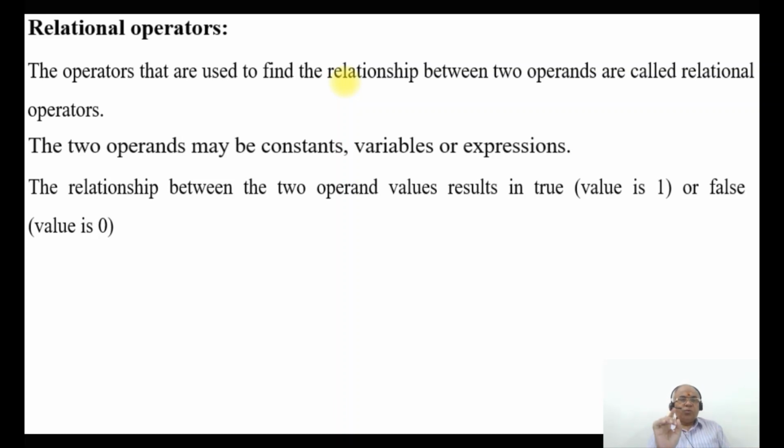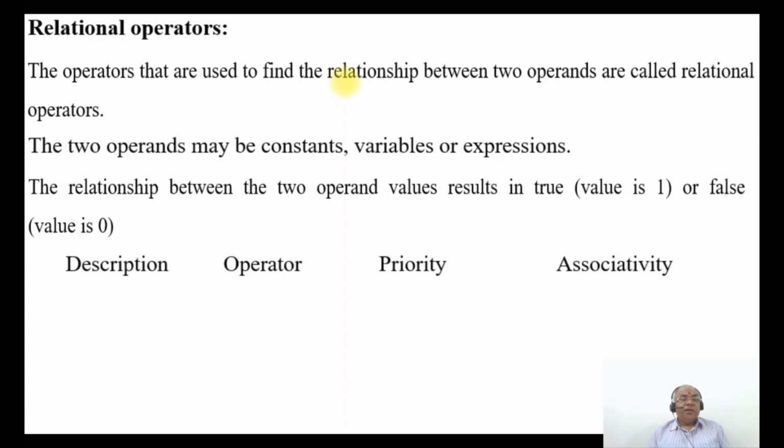So the value is 1. If the condition is satisfied, then it becomes true, so the value will be 1. So 1 means it is true, and false means the value is 0. If it is 0, it becomes false. If it is 1, it is going to be true. So that is how you evaluate.